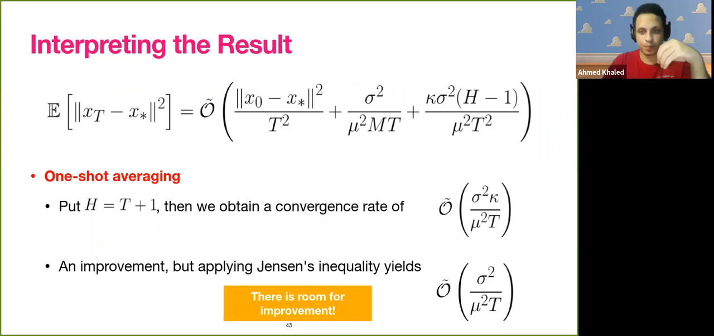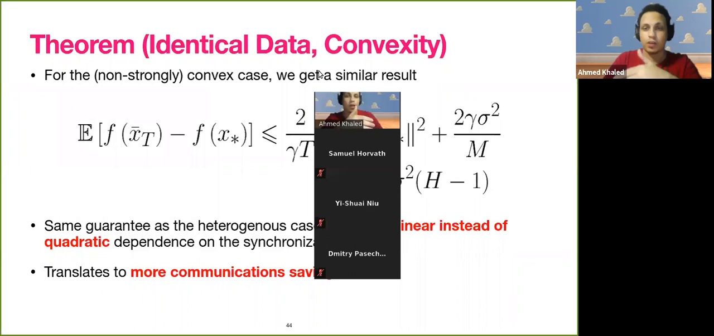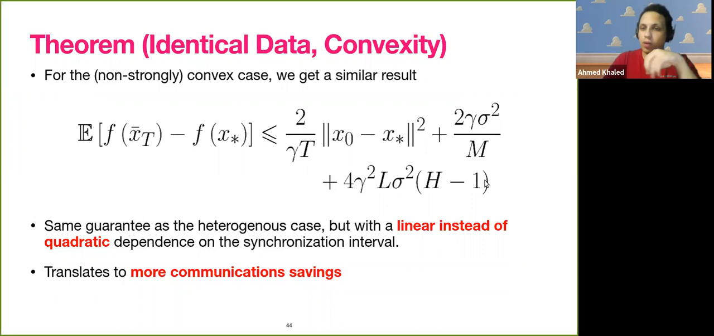And this also extends to the convex, but not strongly convex case. And this actually answers the question of Thin, who asked if the dependence on H can be improved from quadratic. And in fact, it can be, at least in the case where you have identical data. And this is what we have here. So we have exactly the same thing, but in the error term, we replace the quadratic H squared by this linear H. And in fact, there is a big difference between these two results and the proof technique that results from them, and you can see that in the paper. Of course, this translates to more communication savings for the convex case.